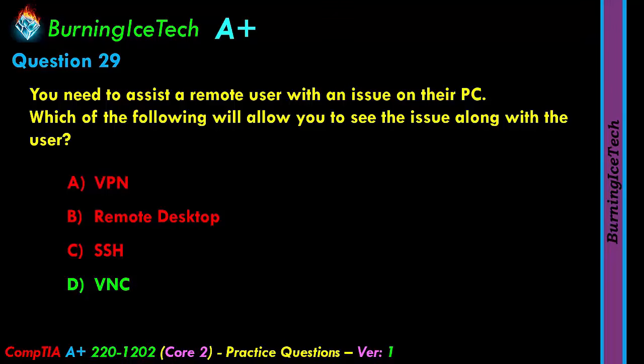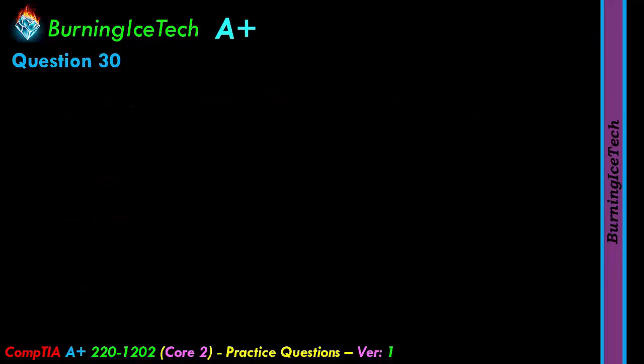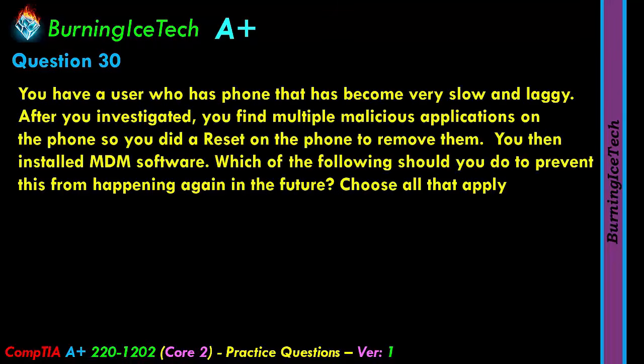Anyway, folks, moving you on to question 50. Slowly but surely we're making some progress here. You have a user who has a phone that has become very slow and laggy. After you investigate it, you find multiple malicious applications on the phone, so you did a reset on the phone to remove them. That's actually one of the easiest and best ways to do it.